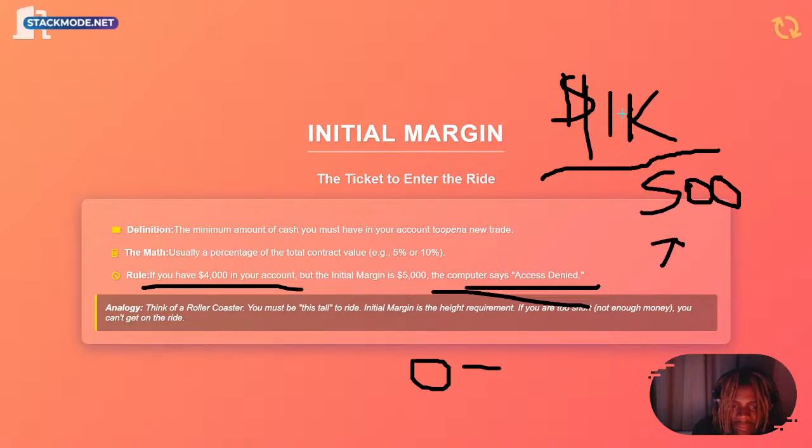Okay, it's happened to me, when I wasn't too sure what margin was when I first started trading futures. So it's not something I want you guys to go through.